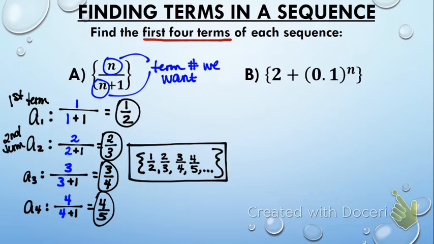You guys might need a calculator for part B, but I want you guys to find the first 4 terms for part B.